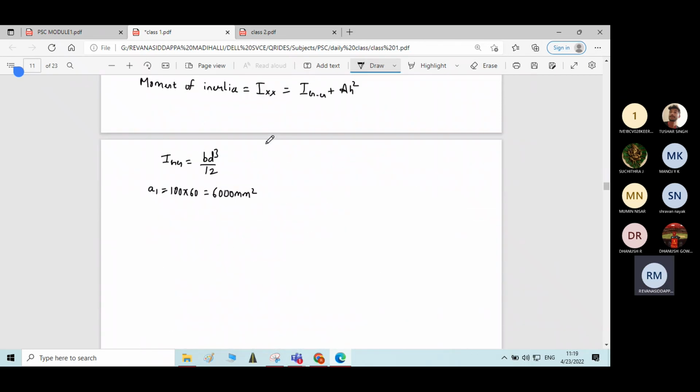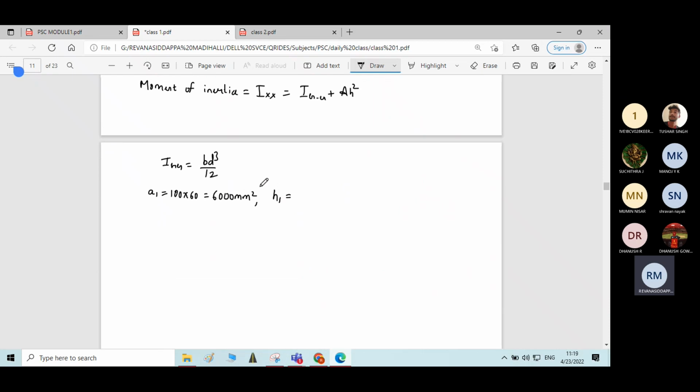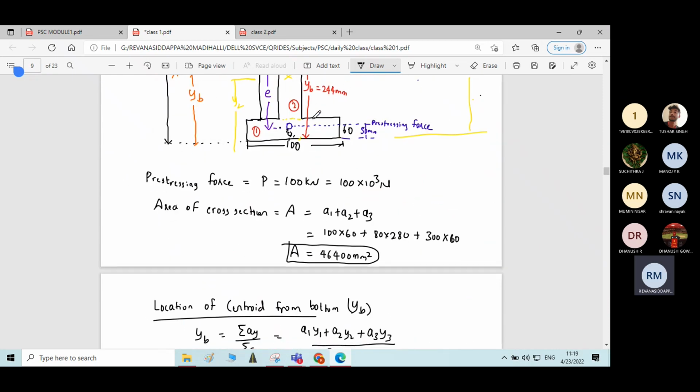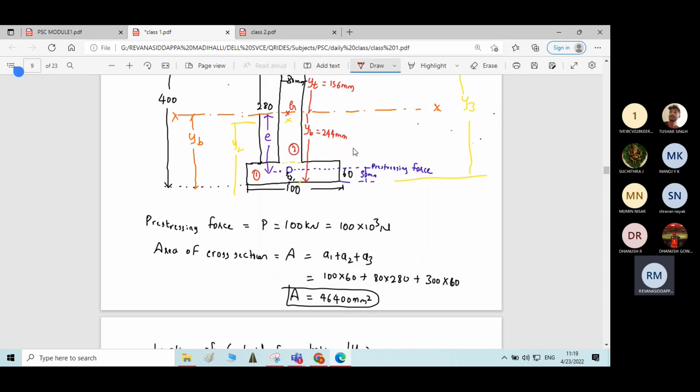Then H1 you need to calculate. As I said, H1 is the distance between the centroid of the whole figure and the centroid of the individual component. We are doing the calculation for component 1. If I assume the centroid of rectangle 1 as G1, the distance between G1 and the capital G represents H1. I hope you are understanding.